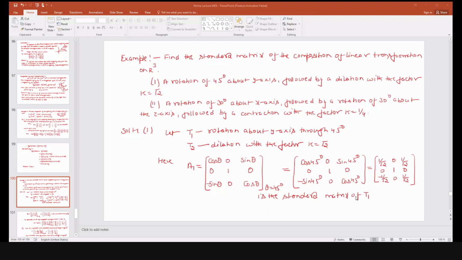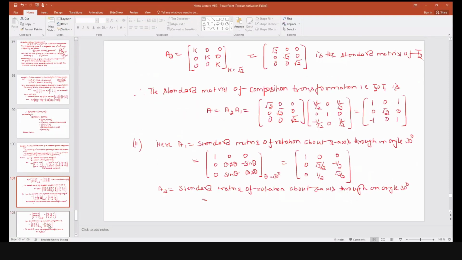Now calculate A2 corresponding to this transformation T2. So A2 is a dilation. A dilation is the diagonal matrix with diagonal entries k, which is the factor of the dilation. So it is k 0 0, 0 k 0, 0 0 k, and k is under root 2 here. So you will get the matrix under root 2 0 0, 0 under root 2 0, 0 0 under root 2, which is the standard matrix of T2.